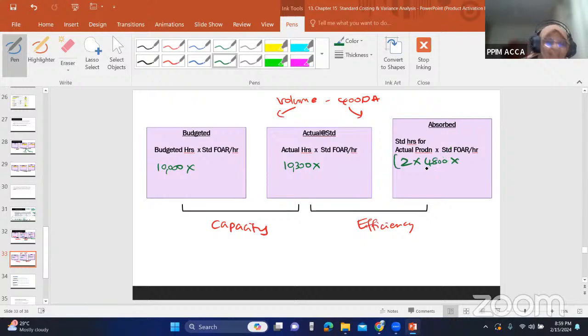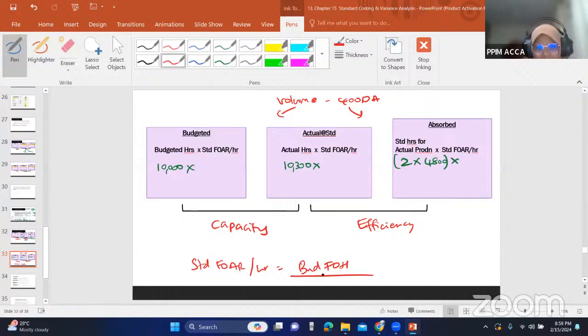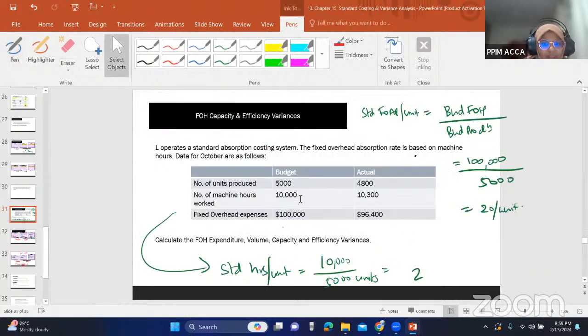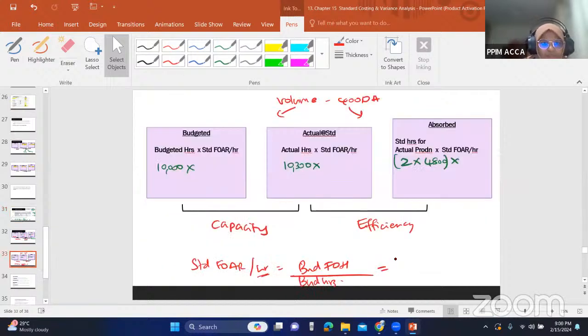Now finally, we need to get the standard FOAR per hour. So how do we get that? I'll write the equation here. Standard FOAR per hour equals the budgeted fixed overheads divided by the budgeted hours, because this is an hour figure. Budgeted fixed overheads 100,000 divided by the budgeted hours, which is 10,000. So 100,000 divided by 10,000, which is 10 per hour.